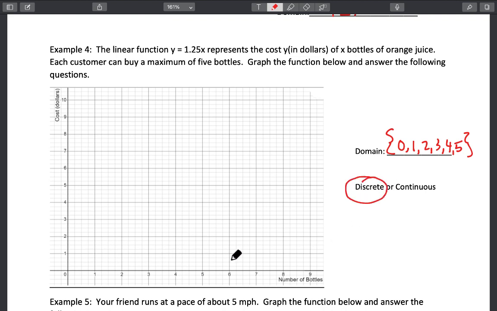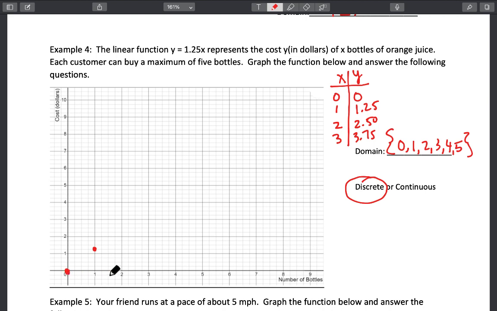So when it comes to graphing, we are going to graph by putting in our inputs, our x values, and figuring out what our outputs or our y values are. If I purchase 0 bottles of orange juice, my cost will be 0. 1 bottle, it will be $1.25. 2 bottles, it will be $2.50. 3 bottles, it will be $3.75, so on and so forth. So when it comes to plotting this, we are going to make sure that we plot these discrete dots on our xy plane.